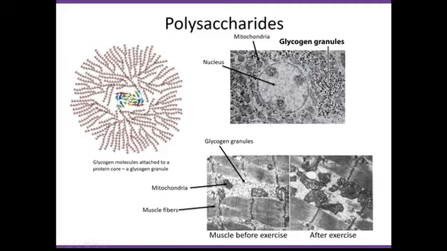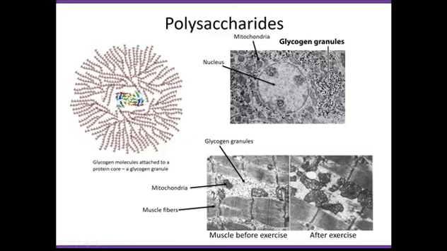Here we see a muscle cell. These are 2 different pictures of different muscle cells, but it still gives us a good idea. Here's a muscle cell before exercise, and this is the very inside of the muscle cell. We see some of the organelles, like mitochondria, if you guys know what that is. But what we see a lot of are these little glycogen granules. Here's what a glycogen granule looks like in our muscle cells. Each little black ring here is a glucose monomer, or glucose monosaccharide.